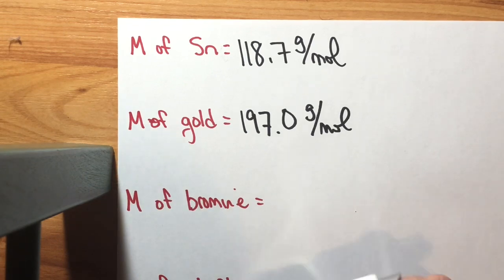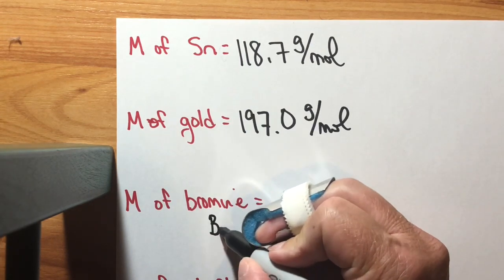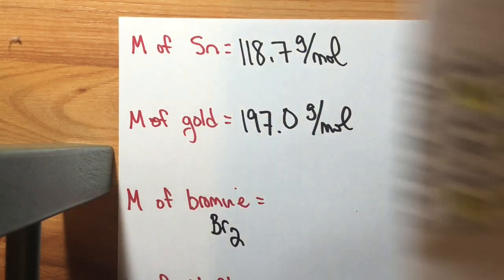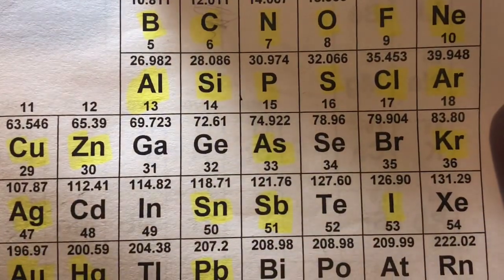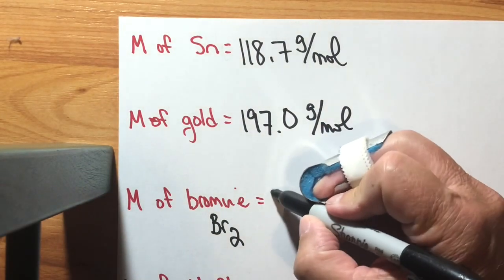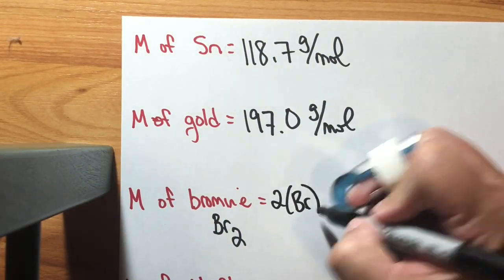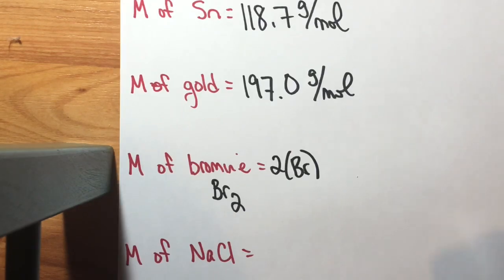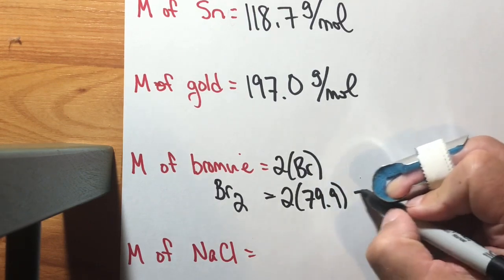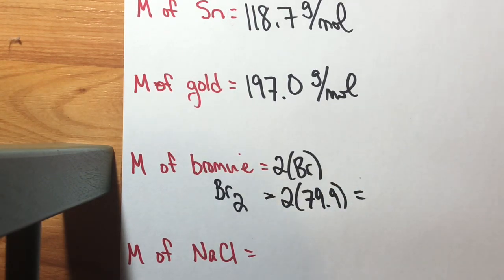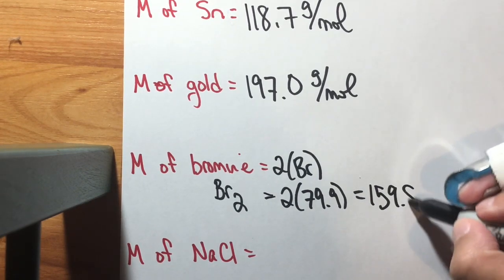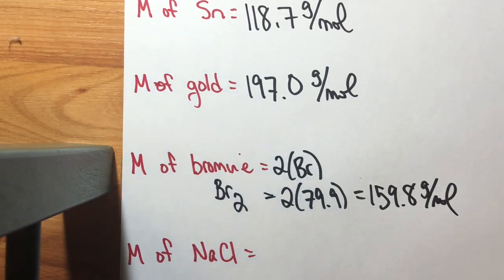If we do bromine, now the trick on this one is bromine is one of the diatomic 7. It appears in nature as Br2, okay? So if we look for bromine, bromine is 79.9, and that's for one bromine atom. We have 2. There's 2 bromines, all right? So that would be 2 times 79.9, and then you just punch that in your calculator, and I'm going to get 159.8, and again, grams per mole.